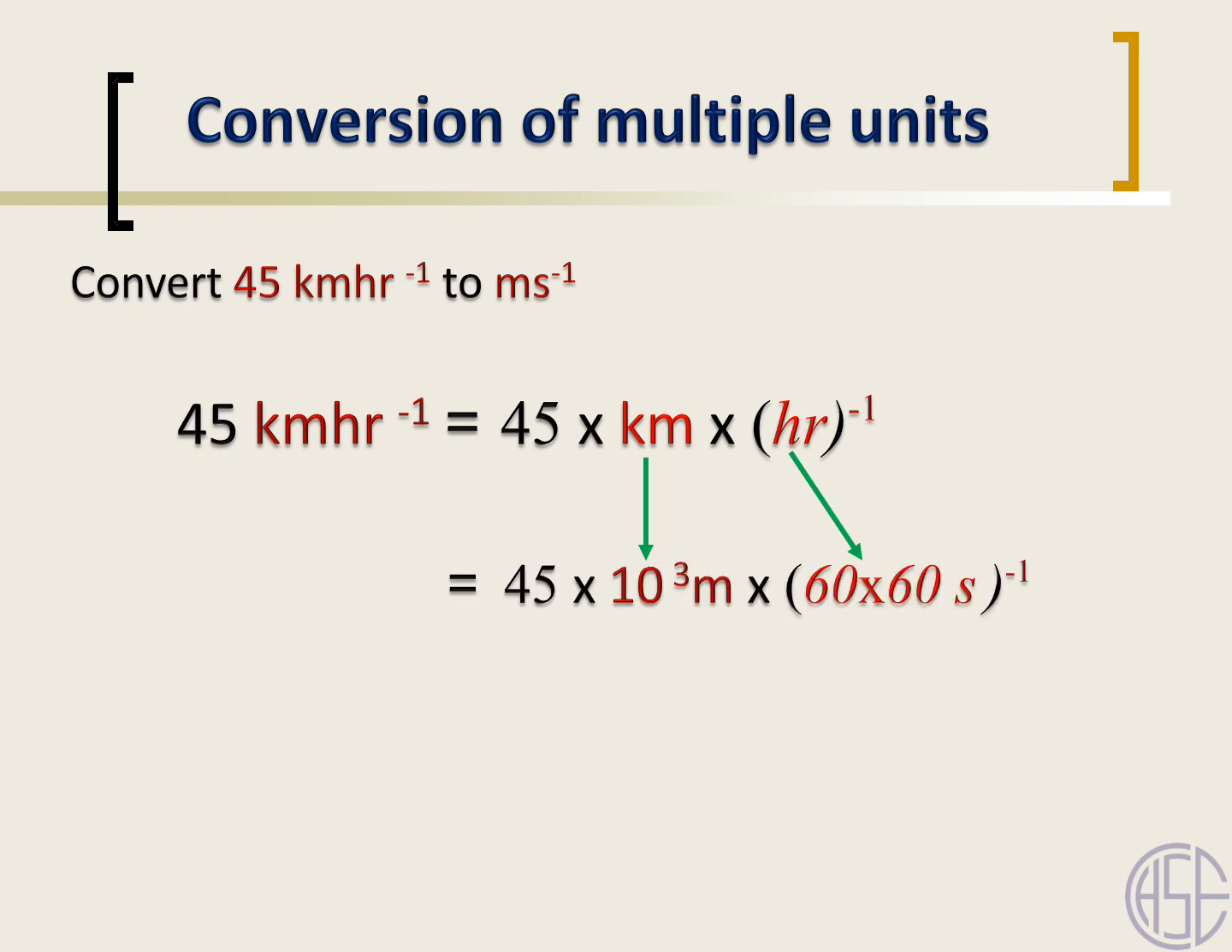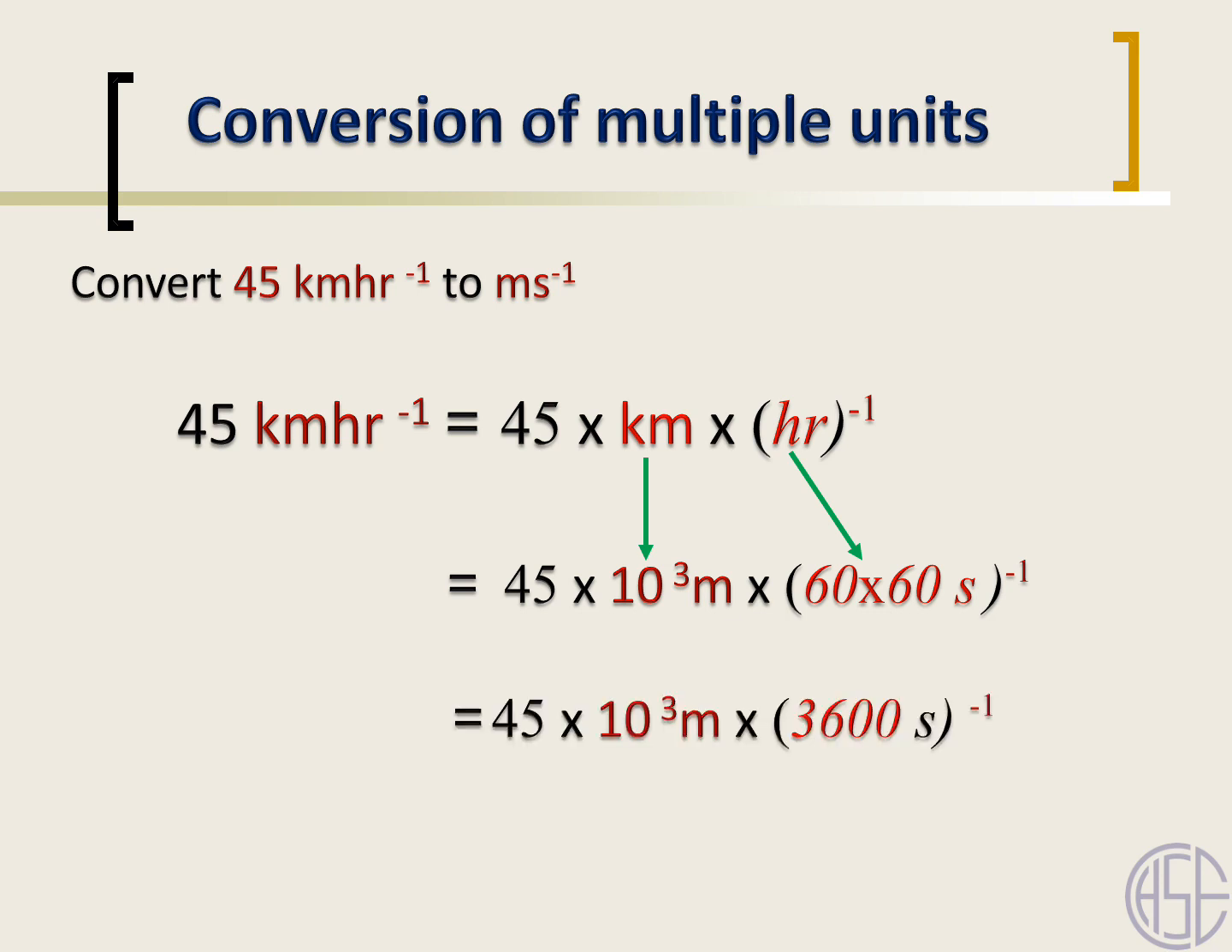Kilometer is 10 to the power of 3 meters. Kilo I am writing just like 10 to the power of 3. Then 1 hour is 60 into 60 seconds, 60 minutes, then 60 seconds, or 3600 seconds. But remember, there is a power minus 1. So I am not touching the power, it's just like that. So power I put there minus 1.